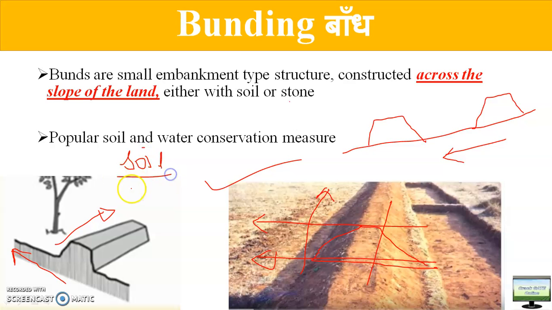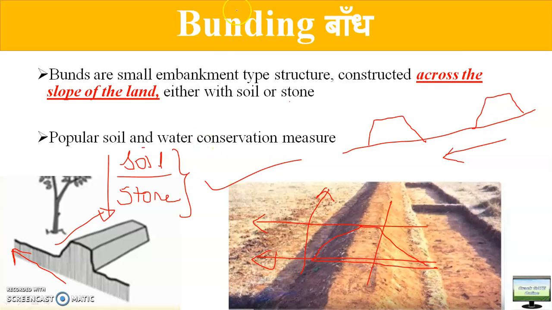Under these two conditions you have to choose between the two materials based on the cost of construction and the material availability. What material is available, how much you can spend, what is the economic criterion; based on that you will choose the material. So this is the basic about the bund structure and the material used.